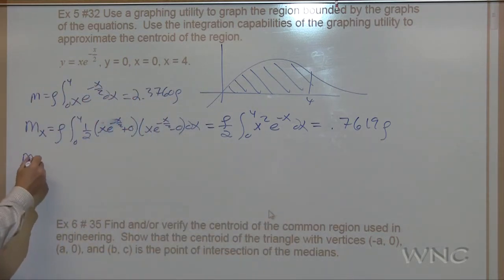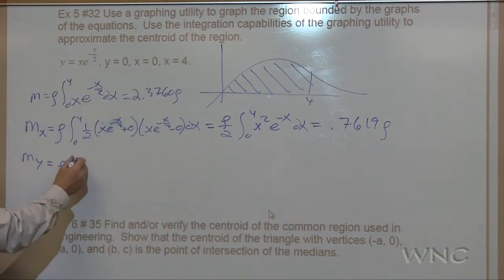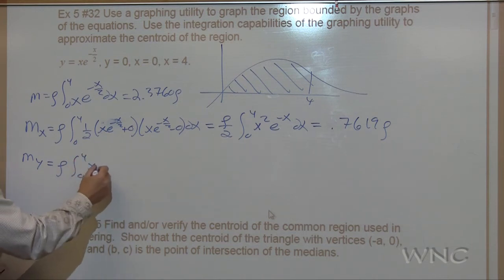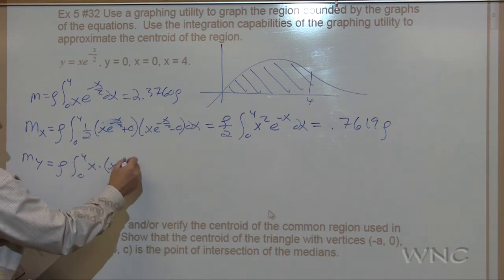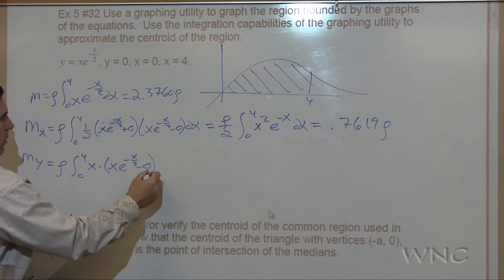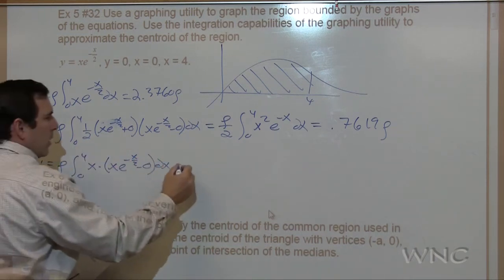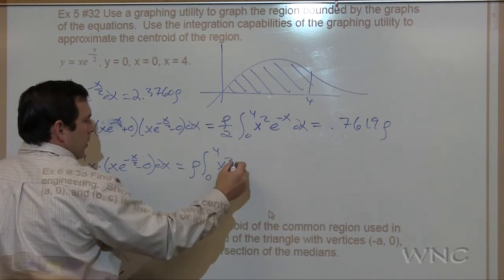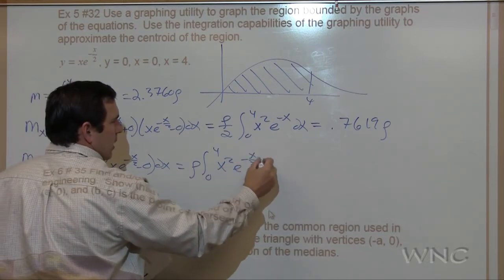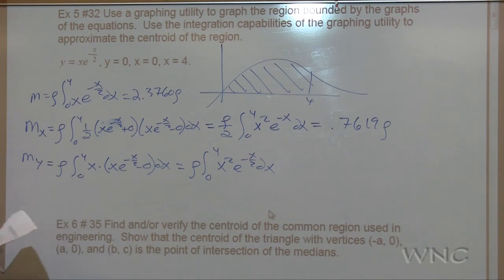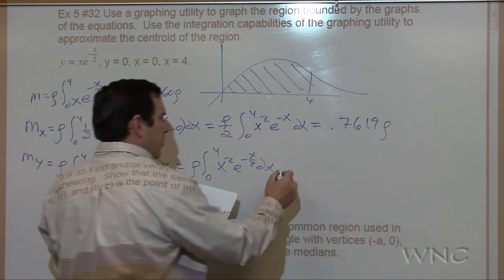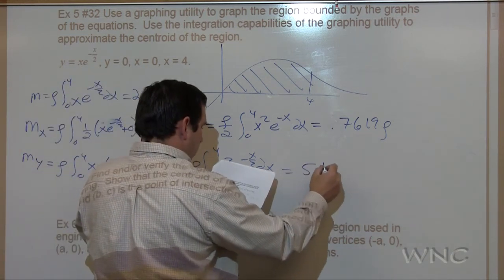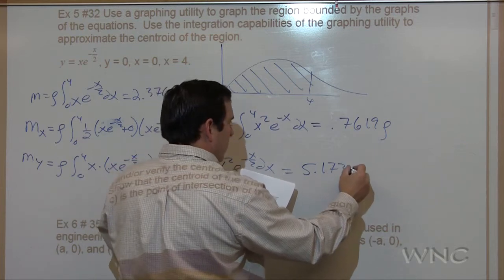And my is going to be rho times the integral from 0 to 4 of x times x e to the negative x over 2 minus 0 dx. That'll be rho integral from 0 to 4 of x squared e to the negative x over 2 dx. And that'll come out to be 5.1732 rho.